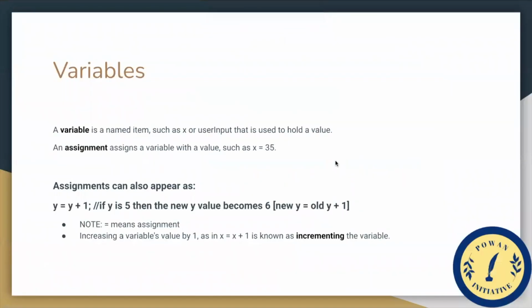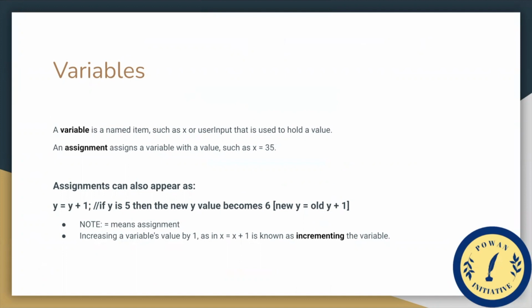Okay, so a variable is a named item. It can be X, it could be user input, and basically it just holds a value. We've already seen a ton of examples like that, but it's good to talk about it some more. And an assignment is where a variable is assigned with a value, like X is 35. Assignments can also be in the form of expressions.